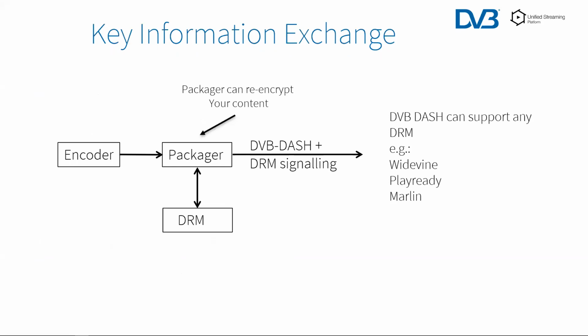So for DVB DASH, as I already mentioned, as part of the standard there is no specific support for DRM, but you can use commercial DRM such as Widevine, which is developed by Google, or PlayReady, or for example Marlin. So one important aspect to get from your DRM service provider is the key information, and maybe also some instructions of what DRM type to support, and so on.